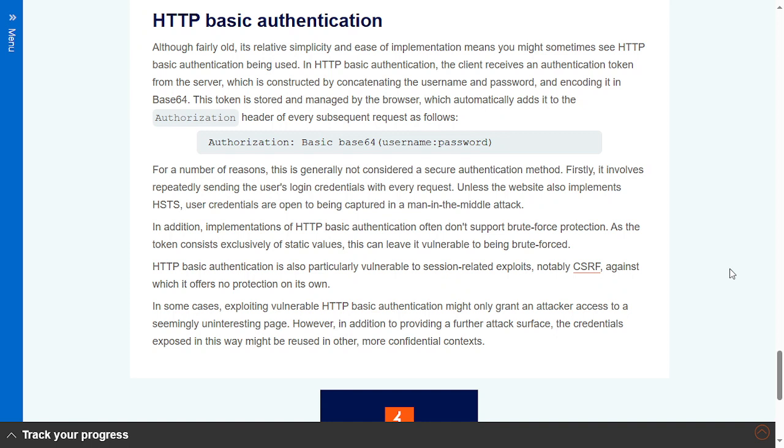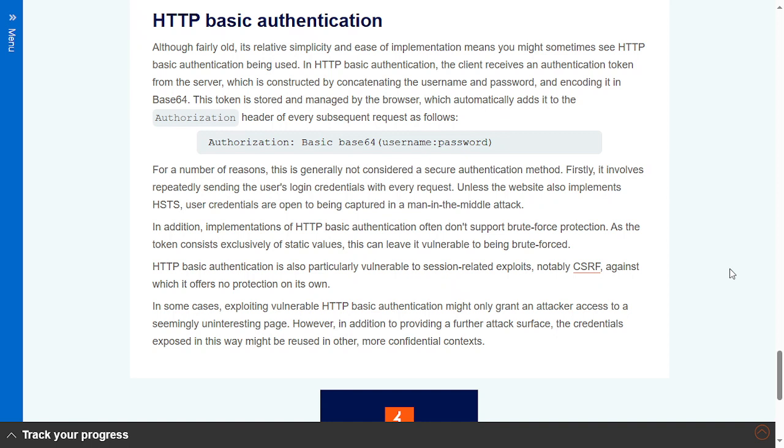For a number of reasons, this is generally not considered a secure authentication method. Firstly, it involves repeatedly sending the user's login credentials with every request. Unless the website also implements HSTS, user credentials are open to being captured in a man-in-the-middle attack. In addition, implementations of HTTP basic authentication often don't support brute force protection. As the token consists exclusively of static values, this can leave it vulnerable to being brute forced.